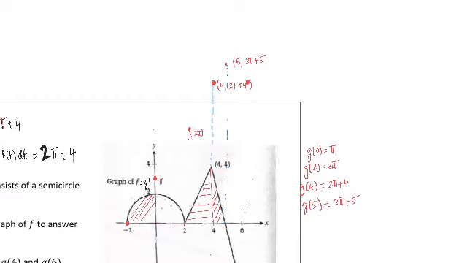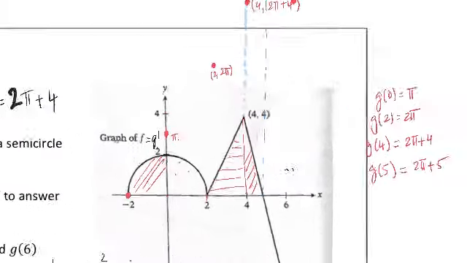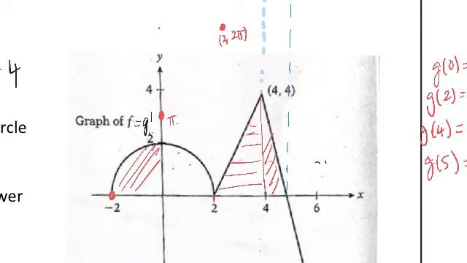I have to go through these points with the right shape. So between negative 2 and 0, G has to be increasing because G prime is positive. G prime is increasing, so G has to be concave up. Then G prime, which is this graph, is still positive, right?